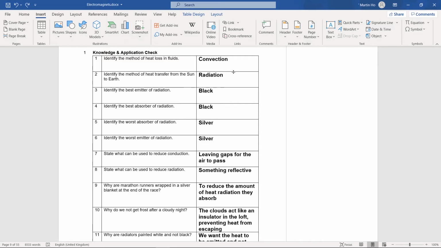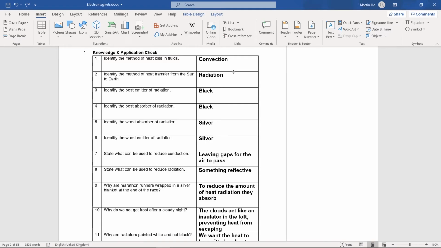7. State what can be used to reduce conduction. We can reduce conduction by leaving gaps for the air to pass, and this means that the solid particles would not be able to pass on the vibrations and thermal energy. 8. State what can be used to reduce radiation. Typically, we use something that is reflective, like a silver screen behind a windscreen in a car.